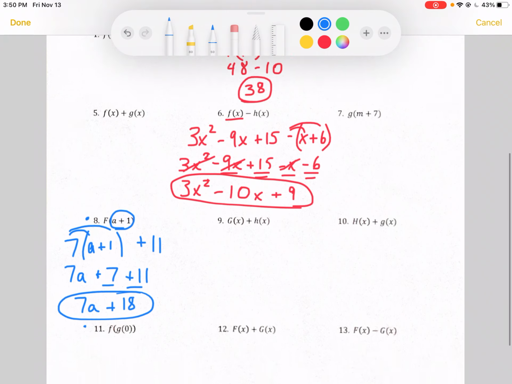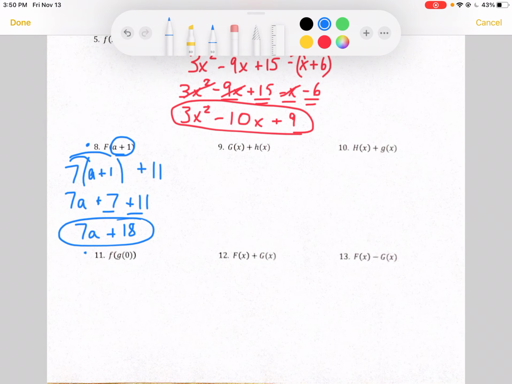All right, last one, number 11. They have f of g of 0. So what you have here is 2 different calculations. Essentially, you have f of, and then inside that, g of 0. So we're going to do this part, and then the answer that we get, we're going to plug into f, and then be done.